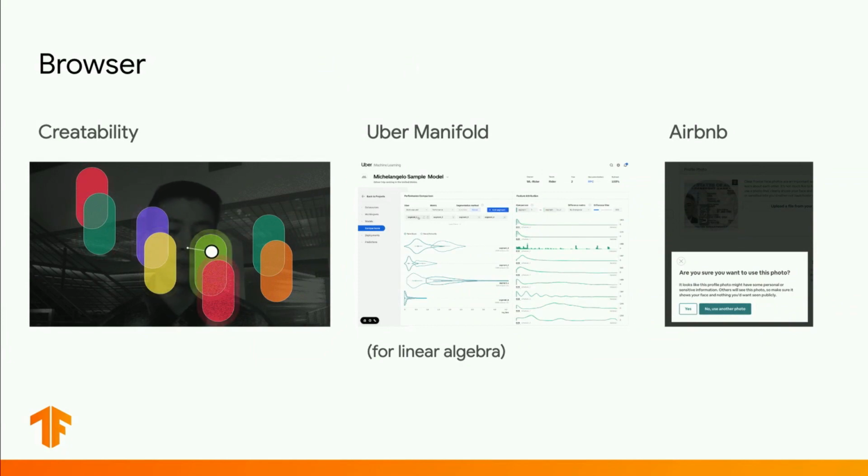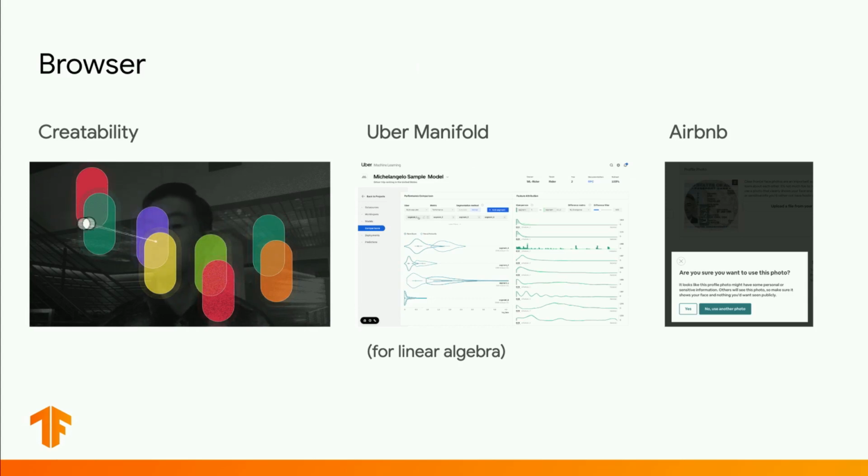Just to jump through a couple things here, one of the really interesting things about the JavaScript environment that I think a lot of people don't know is it runs in a lot of different places. So one of them is the browser, but it runs in tons of other environments as well. So I'm going to quickly talk about a couple examples that people have built. One is Creatability. This is an accessibility experiment done by some Googlers to basically take RGB images from webcam and try to basically control the computer with just your face.